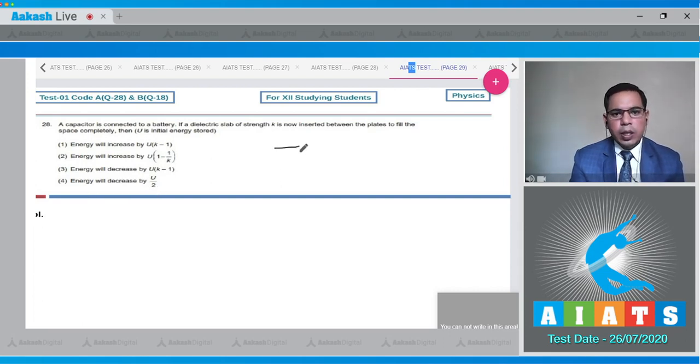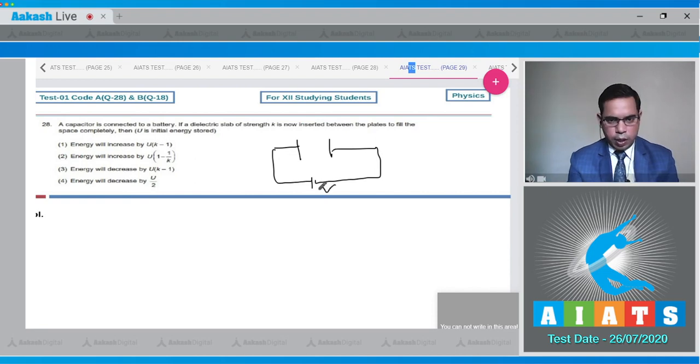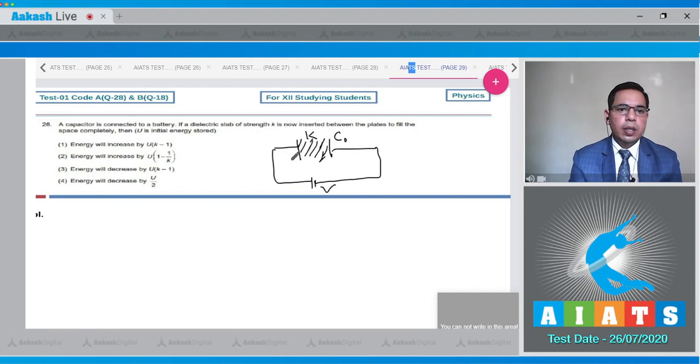Now dear students, consider the situation. Let this be capacitance C connected to a battery of EMF V. Initially the capacitance was C0. Now a dielectric slab is inserted, let its dielectric constant be K. Now what will be the C? That will be equal to K into C0. Since the battery is connected, U will be equal to half CV square. Here it will be equal to U times K.